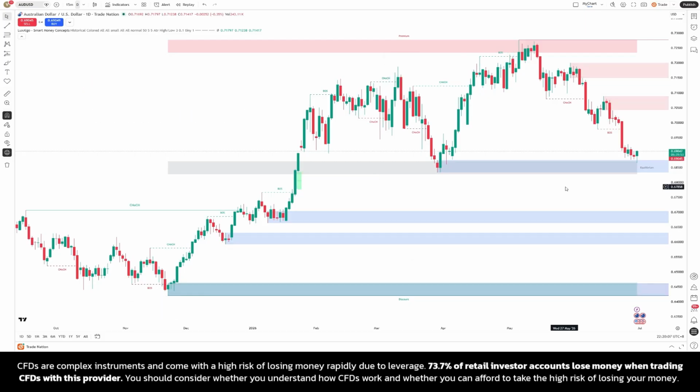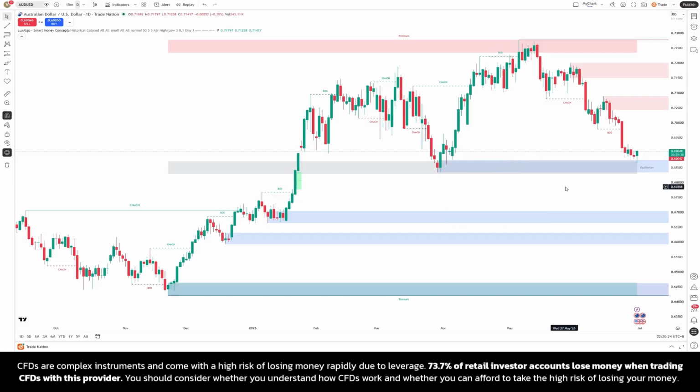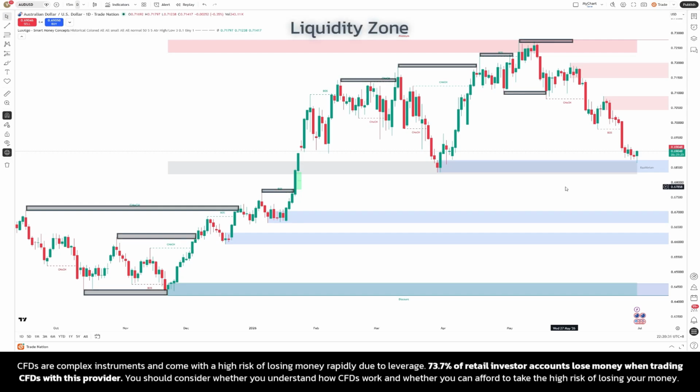The first part of the process is structure. A break of structure usually suggests continuation, where price breaks a previous high in an uptrend or a previous low in a downtrend. A change of character is different. It can show an early shift in behaviour where the market begins to move against the previous structure. This is useful because it helps separate a trend that is still developing from one that may be starting to rotate.